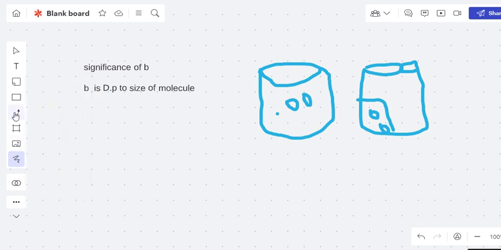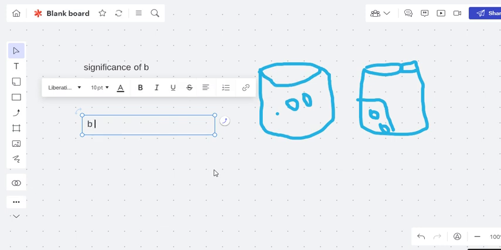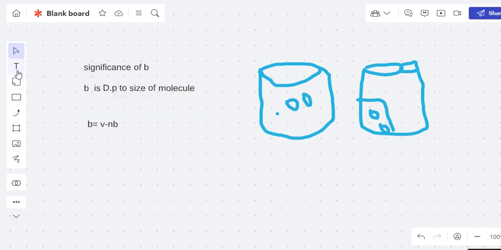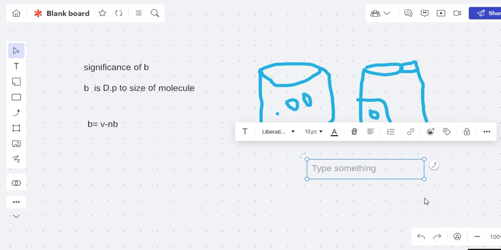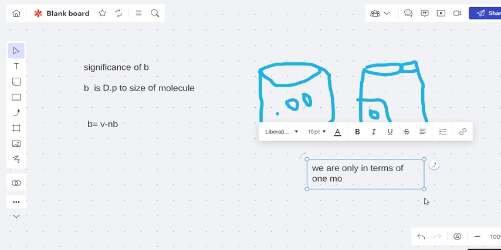So what is the unit of B? We know that B is equal to V minus nB. Remember that we are talking only about 1 mole, so that's why I'm including nB. Let me write it here as well so that you can note down that we only discuss things in terms of 1 mole here. No more than that. 1 mole.